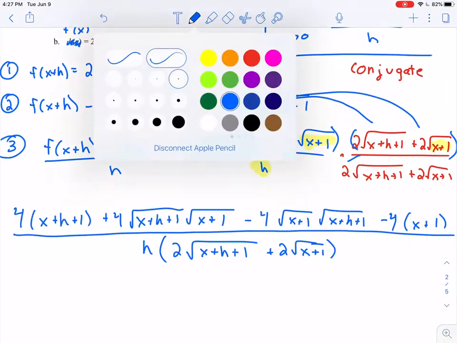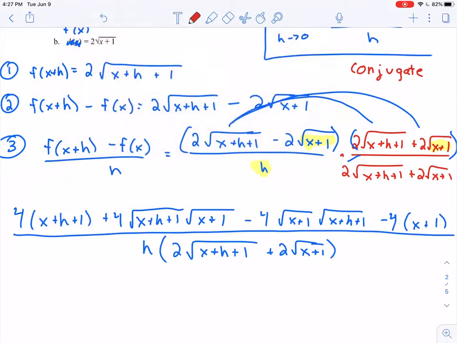So my numerator looks like a big old mess, and I need to think about how I can kind of fix this up. It's going to simplify really, really nicely, because look at this. I've got 4 square root x plus h plus 1 times square root of x plus 1. Here I've got negative 4 square root x plus 1 times square root x plus h plus 1. I know I can multiply in any order that I like and end up with the same result. So this right here actually is the exact same expression as that term there. It's just I have one positive and one negative. Well, if that's the case, then those two terms should just cancel out.